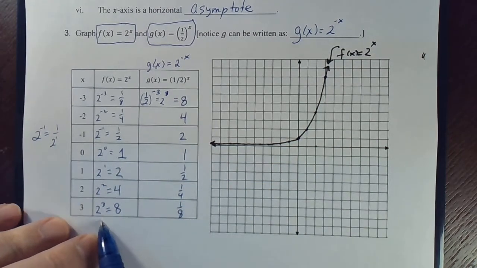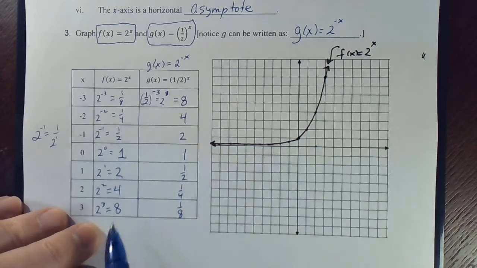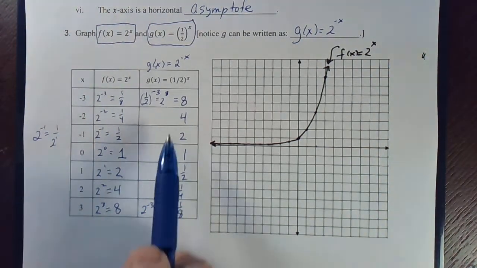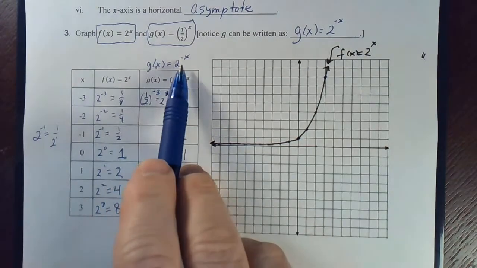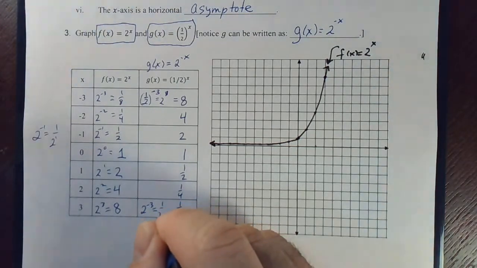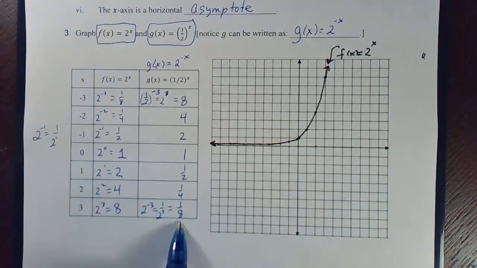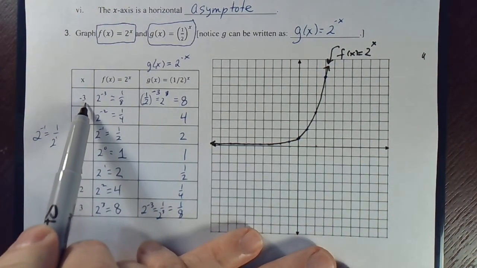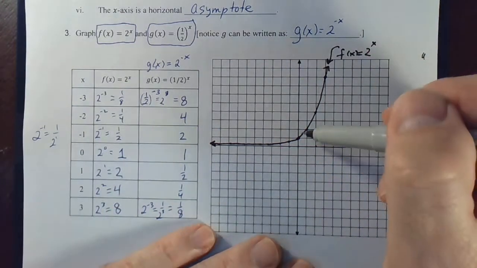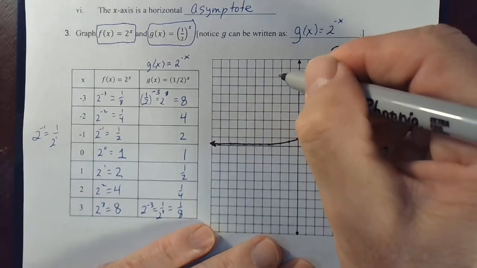And let's just verify one of these at the bottom. This would be 2 to the -3, because x is a 3, and we're plugging it into 2 to the negative x. 2 to the -3 is 1 over 2 to the 3rd, which is equal to 1/8. I'll let you fill in all those. And let's now plot. And now what are the ordered pairs? When x is a -3, g of x is 8. So -3, 8.